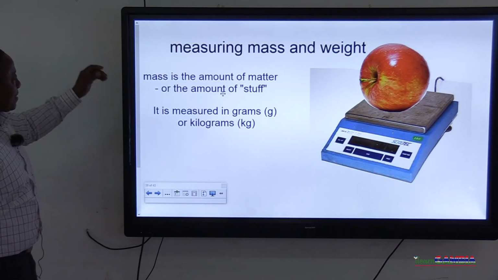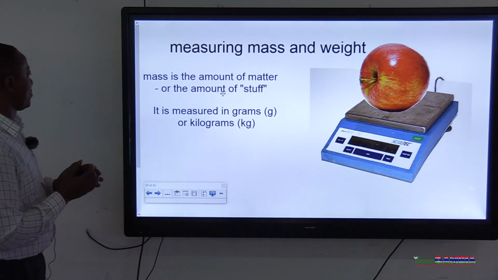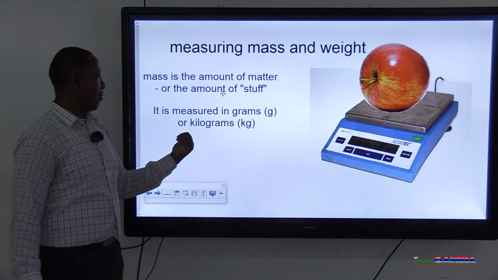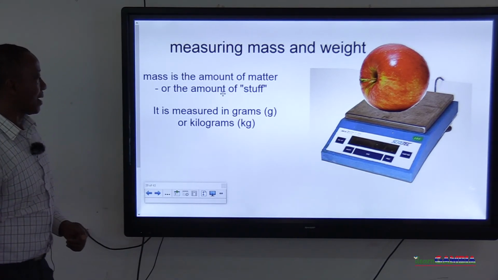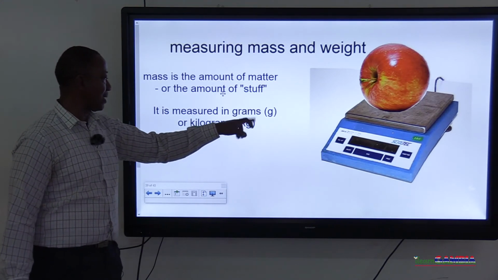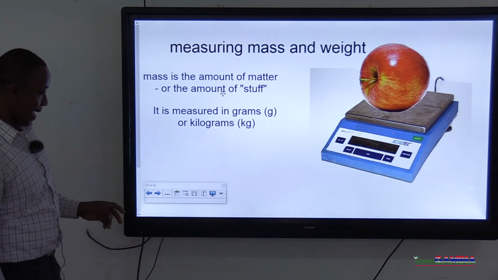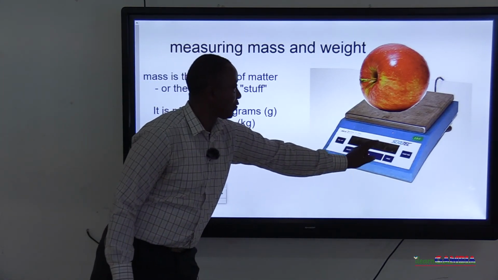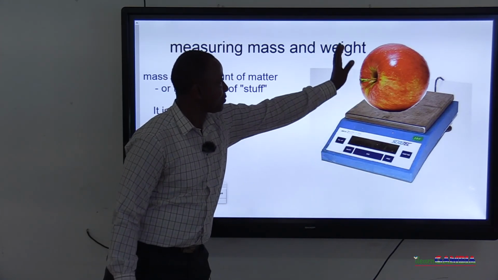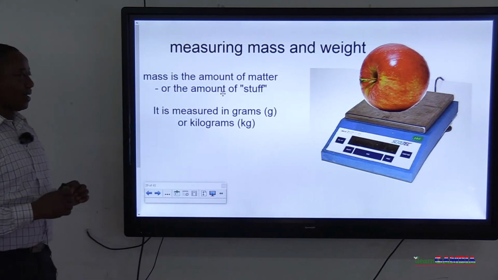Mass and weight. Mass is simply how much matter, how much stuff you have in an object. And we measure mass in grams, or also in kilograms. By now you should be familiar with the relationship between grams and the kilogram: 1,000 grams make up 1 kilogram. And we have different tools for measuring mass. This is an electronic balance. So once you put the apple, it will give you the mass of the object.